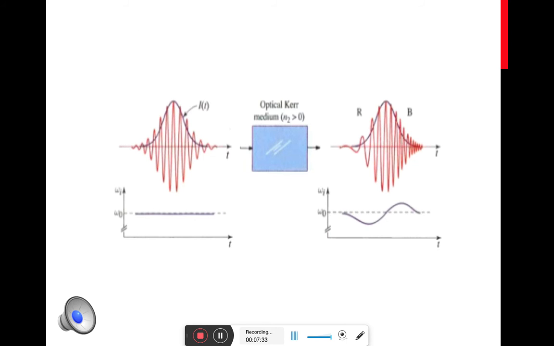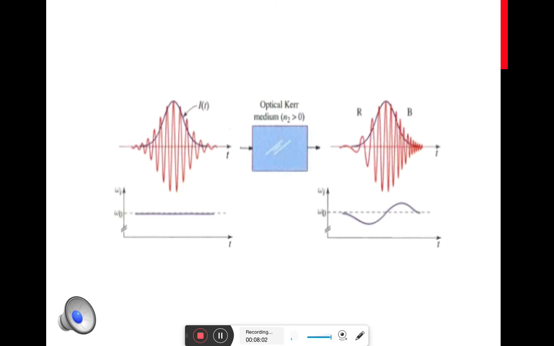So you can see in the figure that is explaining self phase modulation. Self phase modulation is a non-linear effect, commonly known as the Kerr effect. Because of this Kerr effect, there is a change in refractive index of the material. In figure 1, you can see a waveform having a constant frequency omega naught. But in the second figure, as you can see, it is passing through an optical Kerr medium, that is, a medium which has non-linearity.